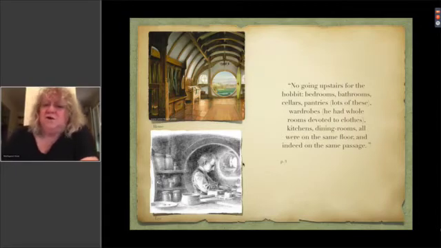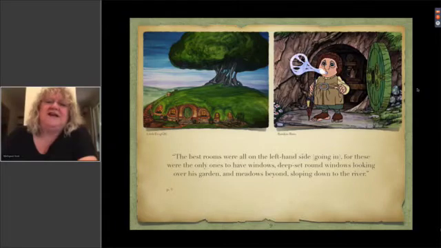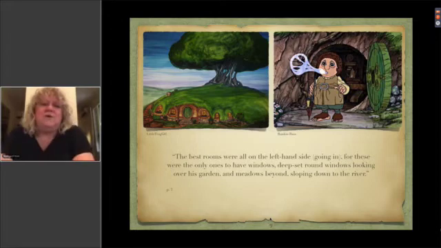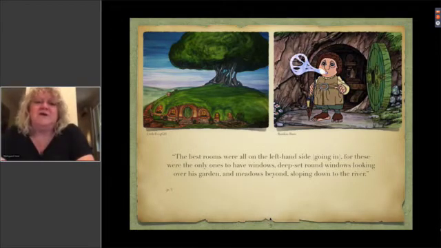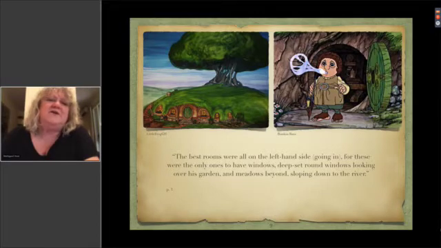Bilbo was 50 years old when Gandalf came to visit him. Now, Tolkien also tells us that the best rooms were on the left-hand side going in, for these were the only ones to have windows, deep-set round windows looking over his garden and meadows beyond, sloping down to the river. So he's up on that hill that we looked at first, looking down over everything. And so we have this one here. I like this image because it showed these windows here. So if you walked in, they would be to your left.